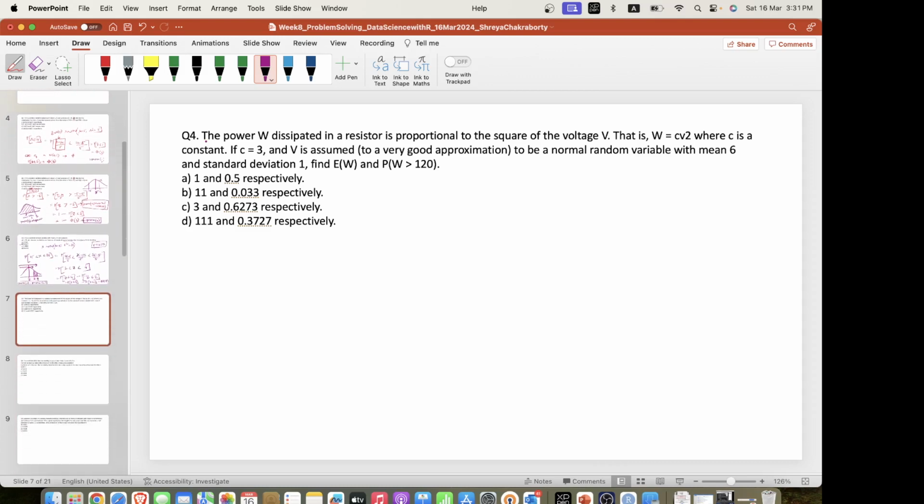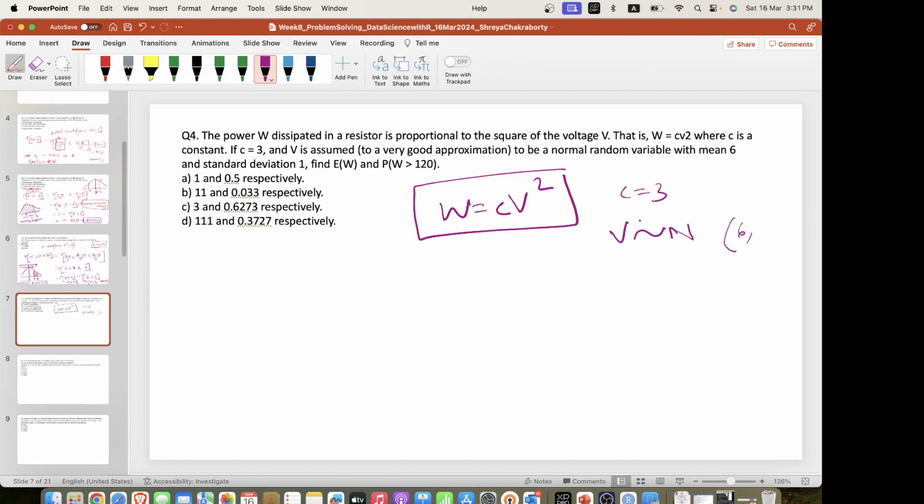Okay, so we'll move on to this one. The power W dissipated in a resistor is proportional to the square of the voltage, that is W equals C V square, where C is a constant. This is my relation. C is 3 and V is assumed to follow a normal random variable with mean 6 and standard deviation 1. Find the expectation of W and the probability that W is greater than 120.